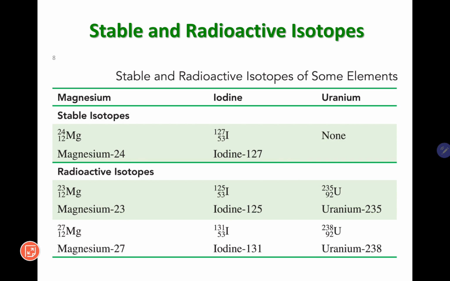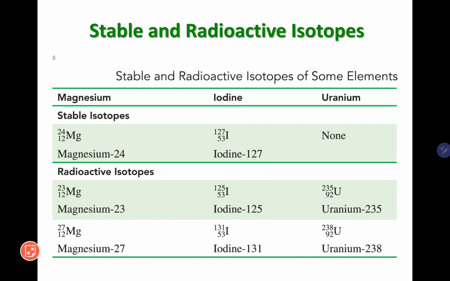And iodine also has three very common isotopes, and of course the stable isotope is the more common one, which is iodine-127. And then you also have radioactive isotopes of iodine, which are iodine-125 and iodine-131.